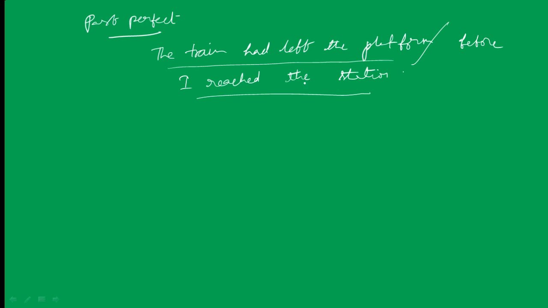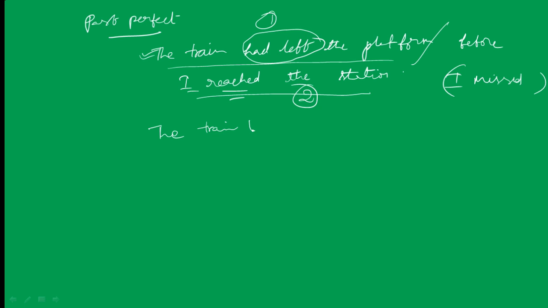Out of these two actions, which action has completed first? The sentence the train had left, in which we have used past perfect tense, is completed first, and the other sentence is the second completed action. In the other sentence we have used subject plus V2, simple past tense. So the train had left the platform before I reached the station, that means before I reached there the train had already left, that means I missed the train here.